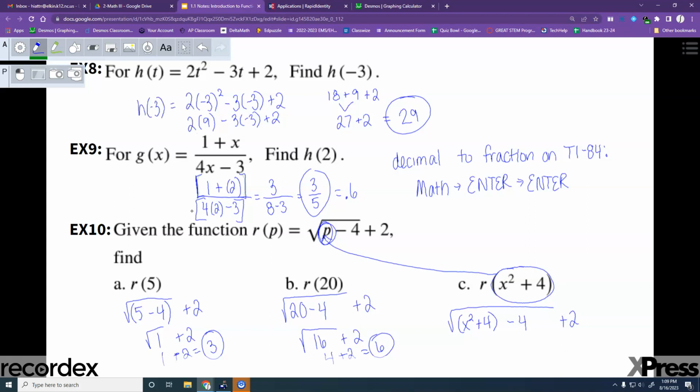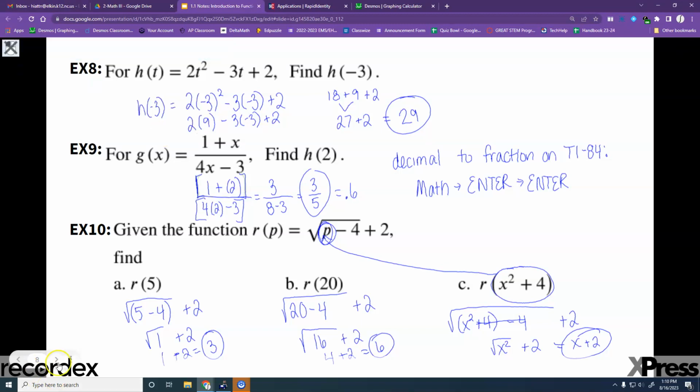So inside of the square root, we've got x squared plus 4 minus 4. What happens with that plus 4 and minus 4? They cancel each other out, just equals 0, right? So I really just have the square root of x squared, plus 2. And what is the square root of x squared? It's x. Very good. So x plus 2. You really can't simplify that any further, so you have a variable in your answer here. We're not going to do a ton of that with the variables. We'll do a little.